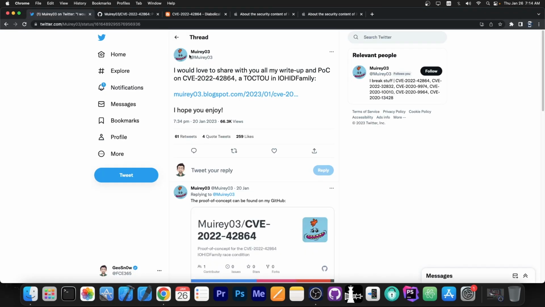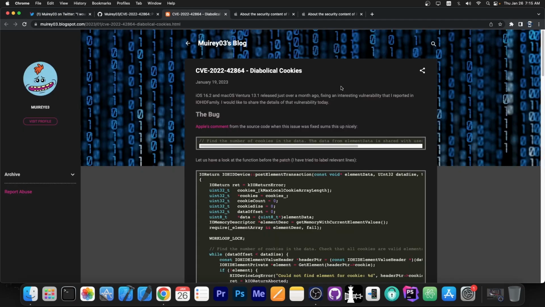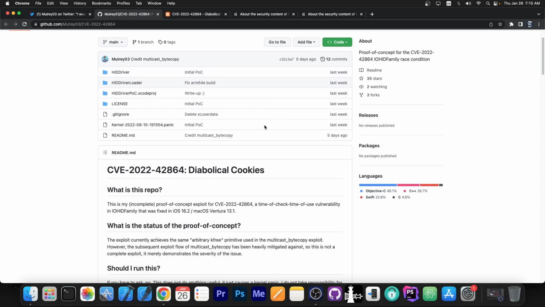So a couple of days ago this developer posted on Twitter, quote, "I would like to share with you all my write-up and POC on CVE-2022-42864, a TOCTOU in IOHIDFamily." Now, this doesn't make a lot of sense for many of you, so I'm going to try to explain what this is. It's a write-up and a proof of concept for this vulnerability, a time-of-check, time-of-use vulnerability in IOHIDFamily, which is a component of iOS and macOS. They also posted a link to their blog and to this repo on GitHub.